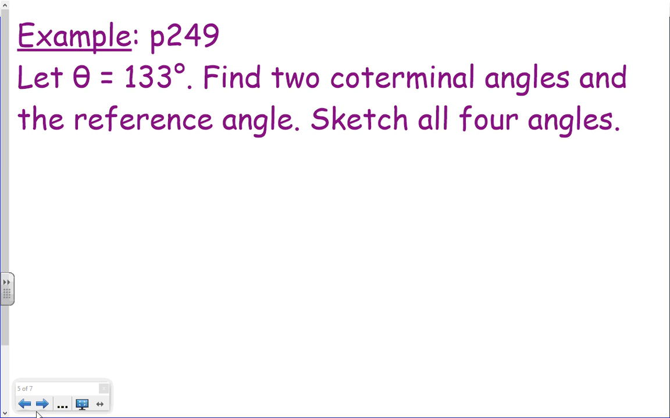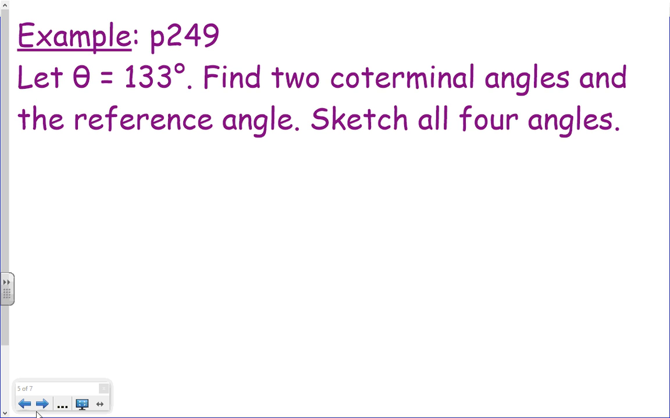All right, so let's take a look at an example here. Let theta equal 133 degrees, and let's suppose we want to find these two things here. I want to find a coterminal angle. Actually, we're going to find a couple of coterminal angles. And we'll also find the reference angle, and then we'll also sketch all these.